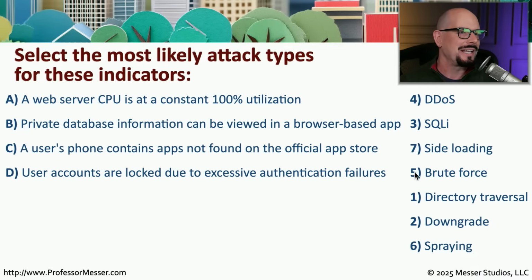So that's a really good example of how you could have switched a couple of these up, but in the end, when we're trying to find the most likely indicator, we know that web server CPU at a constant 100% utilization, distributed denial of service, undoubtedly. Private database information viewed in a browser-based app, SQL injection is really the most likely way to receive that information or gain access to that information. A user's phone containing apps not found in the official app store, that's definitely side loading, no question there.